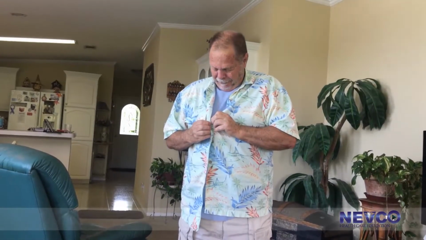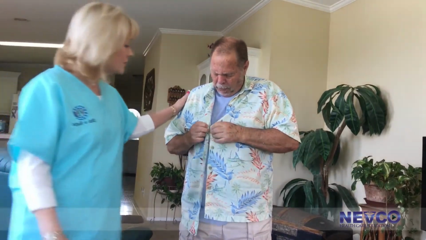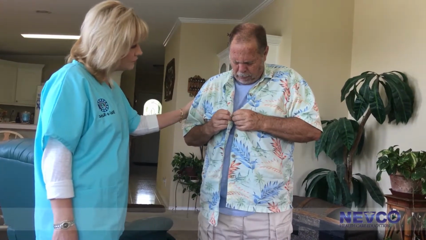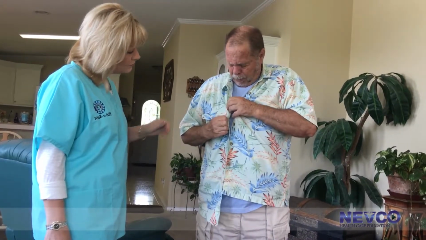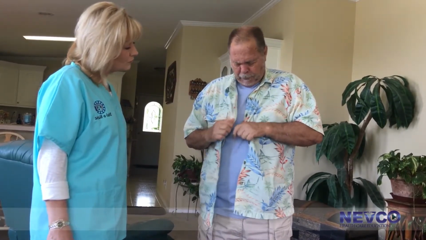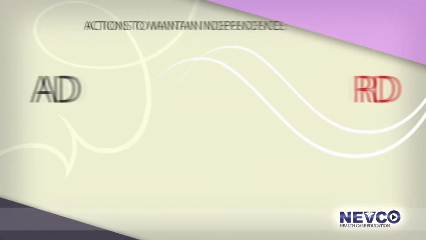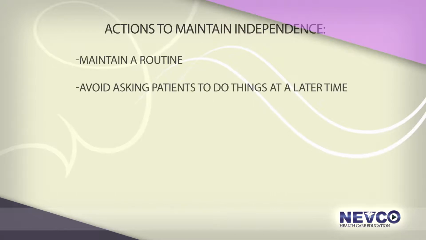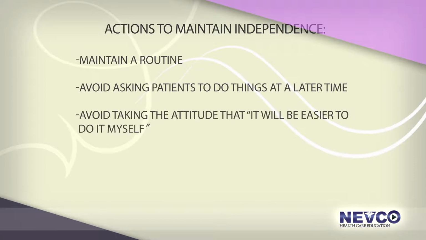When the person moves through stage 2, healthcare providers and family caregivers should stand by to assist with verbal cues and reminders. The following actions will assist the person in maintaining independence. Maintain a routine. Avoid asking patients to do things at a later time. Keep them focused in the present. Avoid taking the attitude that it will be easier to do it myself.